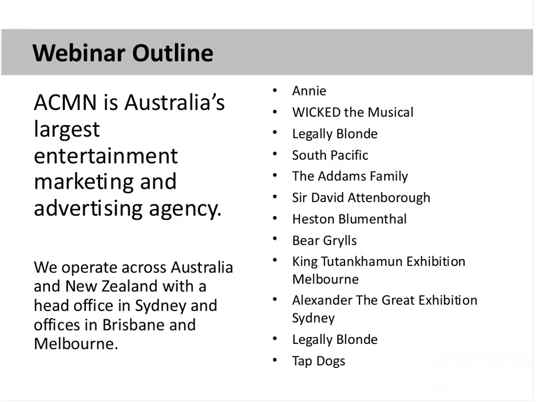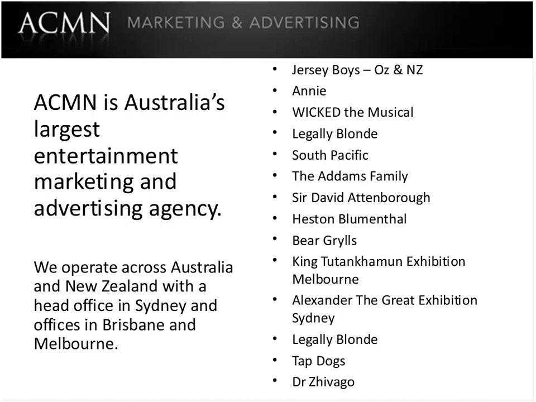Won't dwell too much on this, because Jackie just introduced you. So ACMN, we are Australia's largest entertainment and marketing and advertising agency, but we operate across Australia and New Zealand. So you'll see there are some New Zealand case studies in here. We have offices in Sydney, Brisbane and Melbourne. We have shows like Potted Potter in market in New Zealand. We just did Nutcracker on Ice. We did Jersey Boys in New Zealand as well.